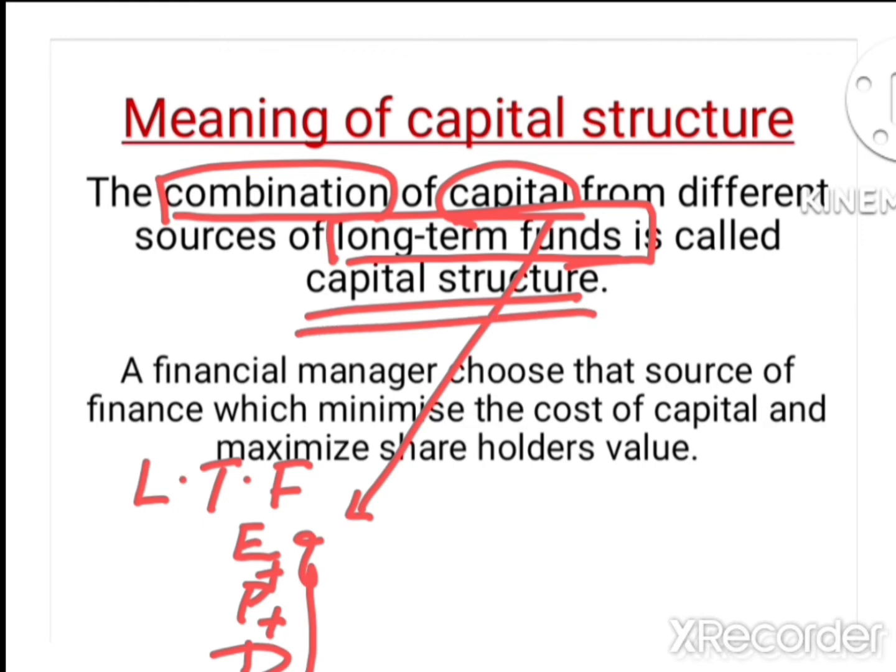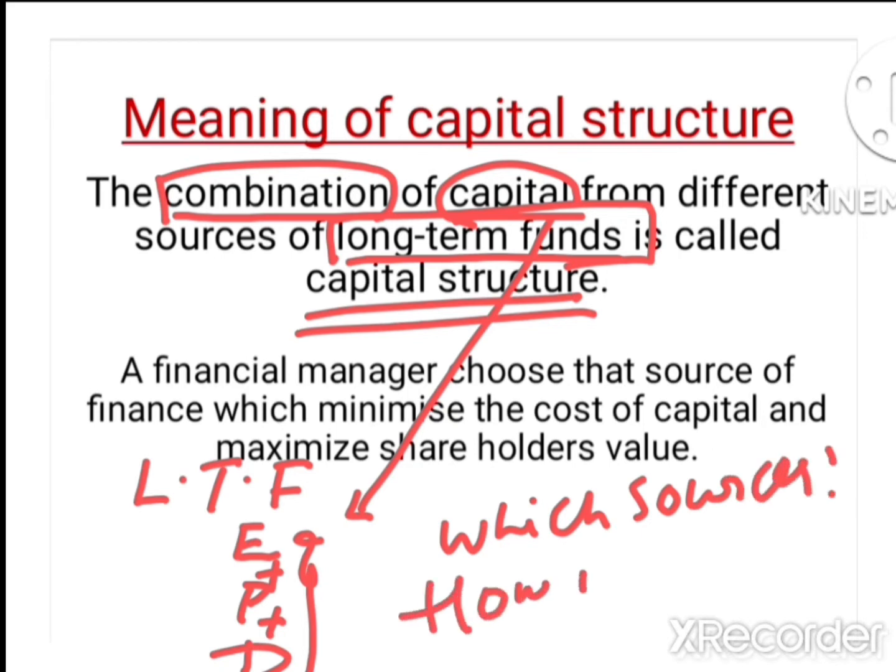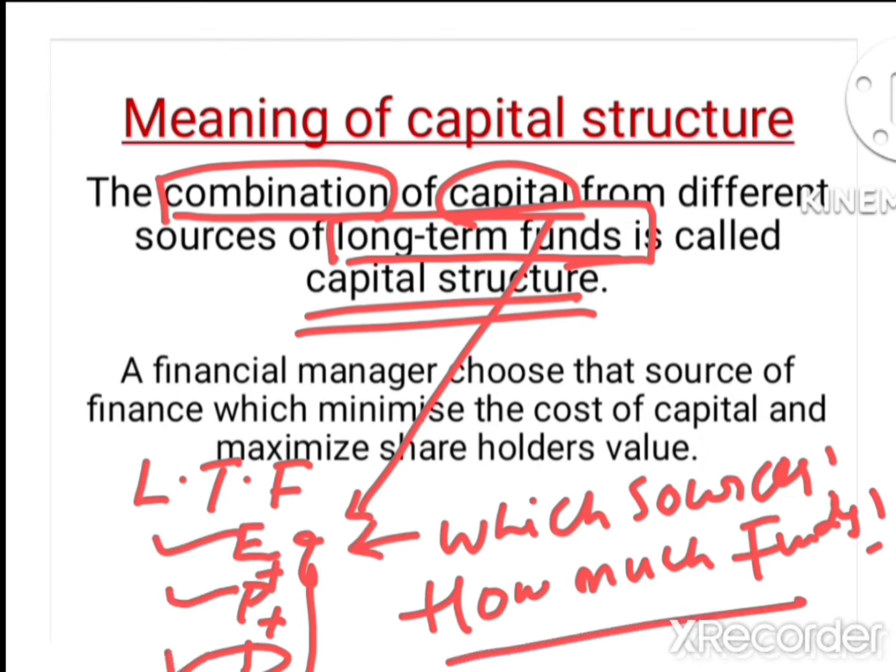So, in capital structure, the company determines from which sources and how much funds should be raised. From which sources means whether from equity, preference or debenture, and how much funds, whether 50%, 25%, 25%. So the proportion in which capital is raised from different securities is called capital structure. Hope the meaning is clear now.